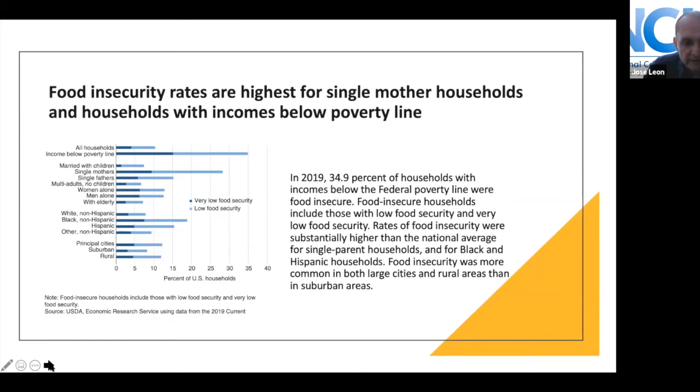But let's keep in mind that in those households where you have single mothers and when the income is below the poverty line, then we need to make sure that we assess food insecurity when you are having contact with your patients. Next slide.